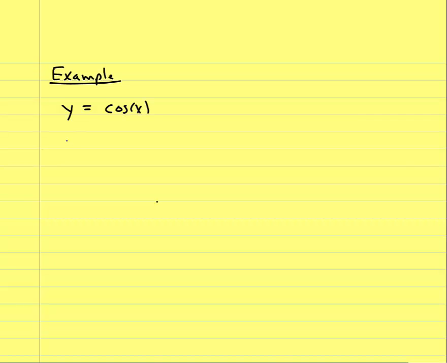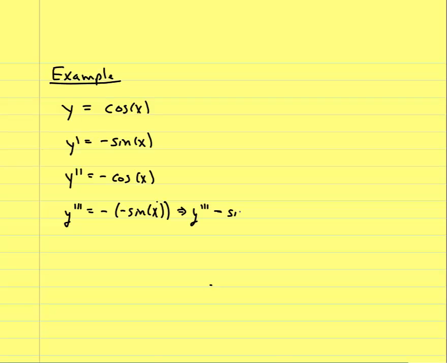Well, the derivative of cosine is a negative sine. The derivative of a negative sine, I drag the negative along, the derivative of sine is cosine. The third derivative, drag the negative along, the derivative of cosine is a negative sine. So that third derivative simplifies to just sine of x.